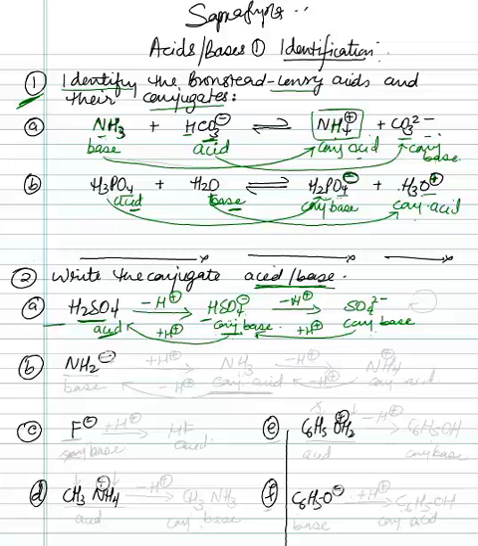So it's a whole cycle of removing hydrogens and then adding hydrogens to it, and that's how you end up dealing with the conjugate acids and bases.